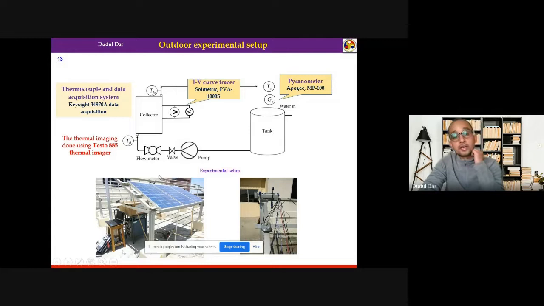We also measured the thermal characteristic of the surfaces, like when we use the circulating fluids, what is the temperature profile of the surface of the modules. We measured that using thermal imaging, carried out through a Testo thermal imager. So this is, I'll say, the most basic experimental setup that can be constructed anywhere at very minimal cost. You can also find some replacement for the IV curve tracer.